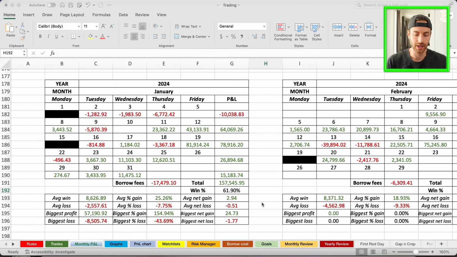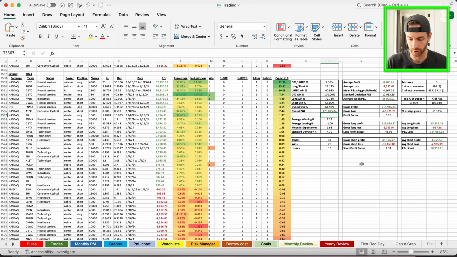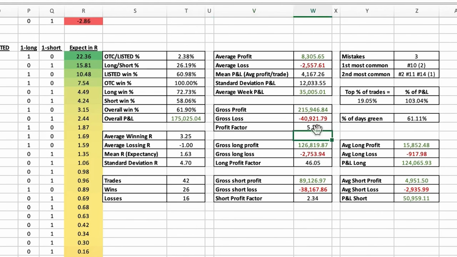Now, the next thing I want us to track, or that I think you should track, is your profit factor. This is going to be a 3-in-1 kind of idea here. So what is your profit factor? If we go to my monthly review, this is where I also track profit factors. A profit factor is basically your gross profit over your gross loss. So your gross profit divided by your gross loss gives you your profit factor.